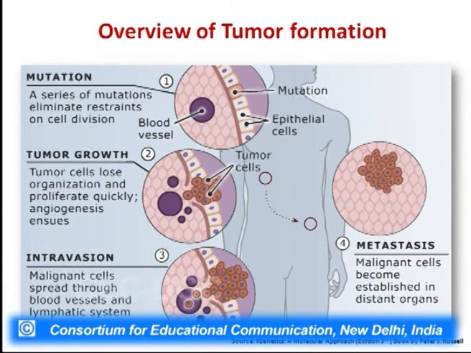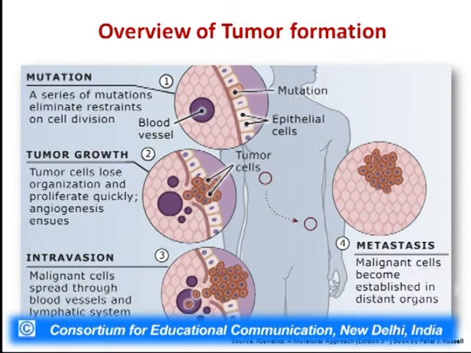Now, if we take the overview of tumor formation, it first takes place with a process called mutation. In the mutation process, a series of mutations at the DNA level or at various metabolic levels occurs, due to which the restraints which were present on cell division get removed. So the tumor growth starts taking place.